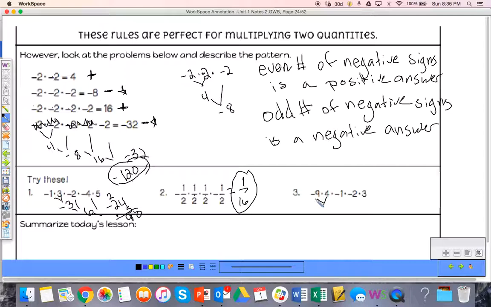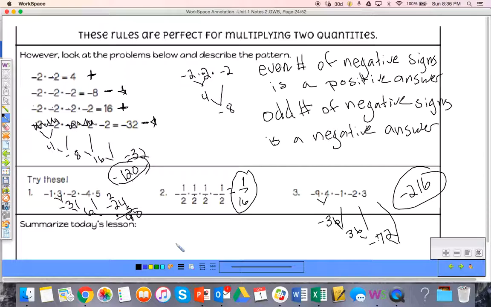Okay, so negative 9 times 4 is negative 36. Negative 36 times negative 1 is 36. Times negative 2 is negative 72. And then times 3 is negative 216.